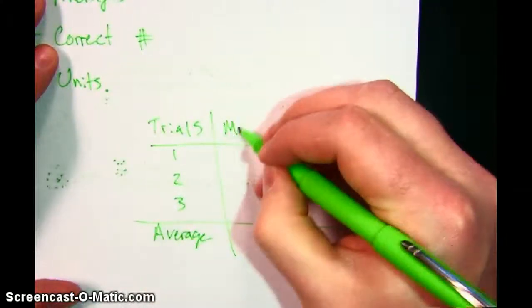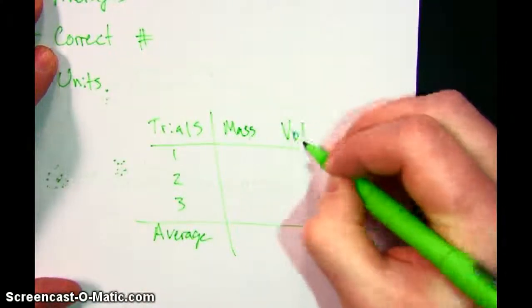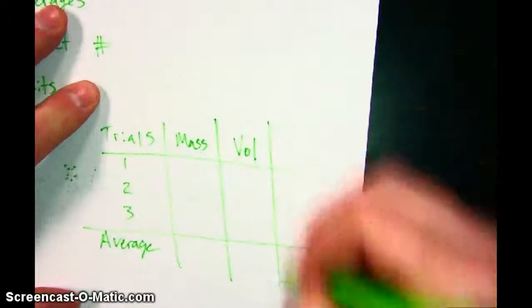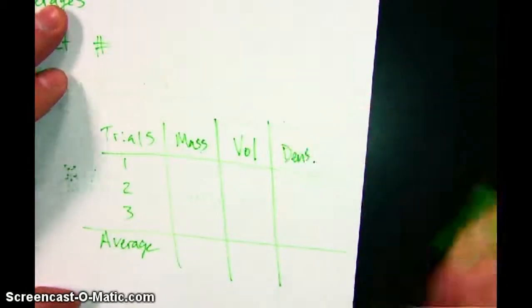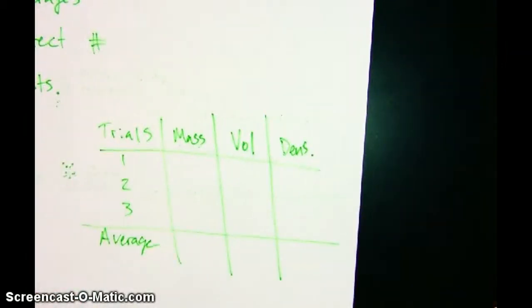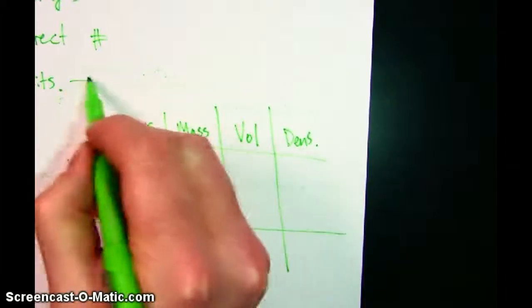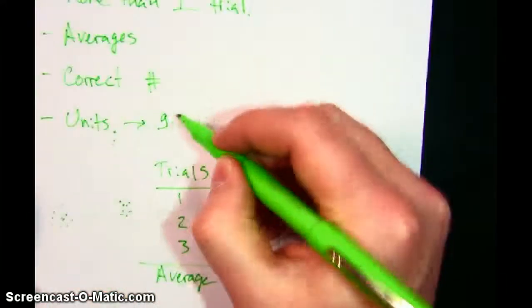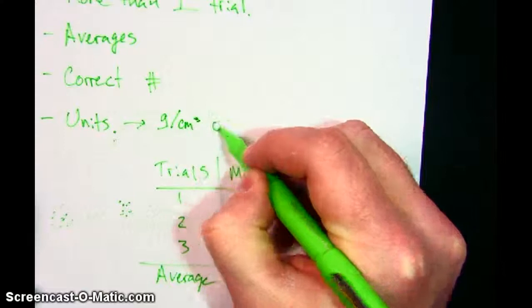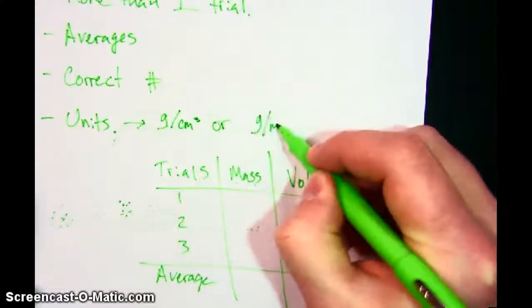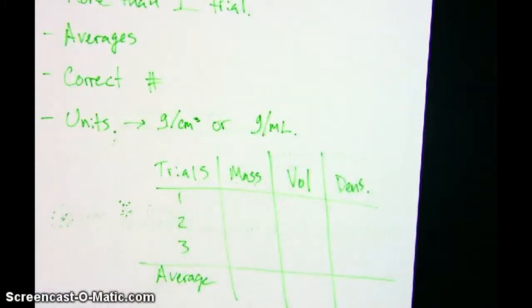And then you would have had to do mass and volume, and some people even added a column for density, which wasn't part of the grade, but some people did that, and that's fine. And then for the units, you should have had grams per centimeters cubed or grams per milliliter. So again, if you have questions about anything that you've seen on this video, please make sure that you write them down so that you can ask me later.